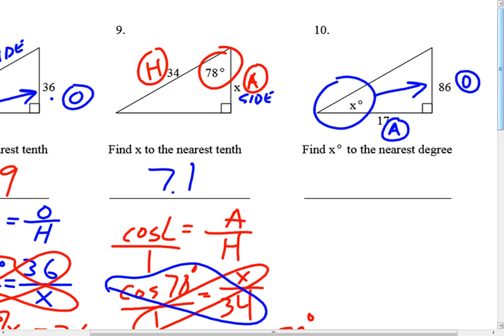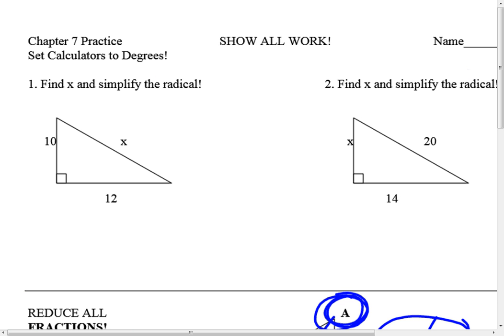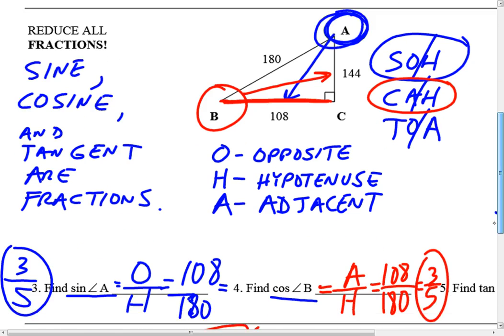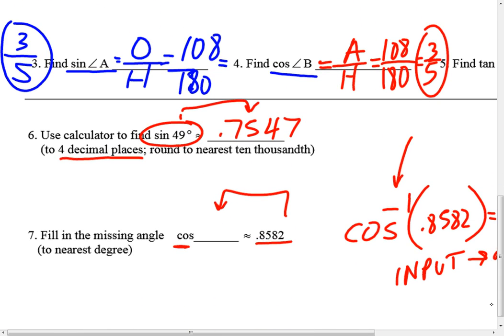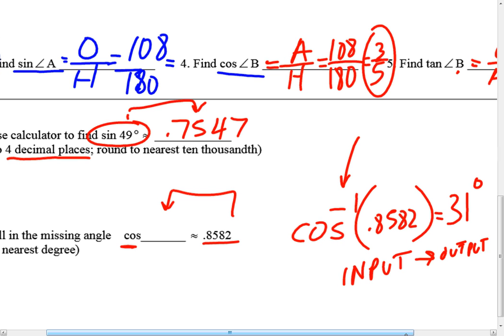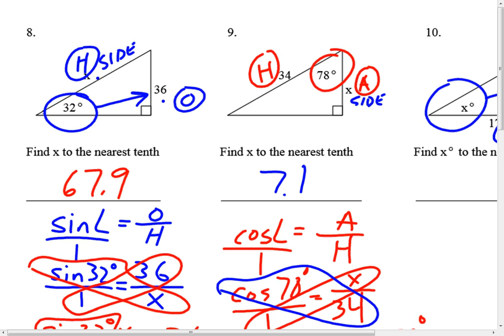I'm not doing any of the work that I did over here to the left. This is just like problem 7. What did I do in problem 7? I did this inverse stuff. It's just input, output, anytime you are missing an angle. The only difference is we have the information in a drawing.